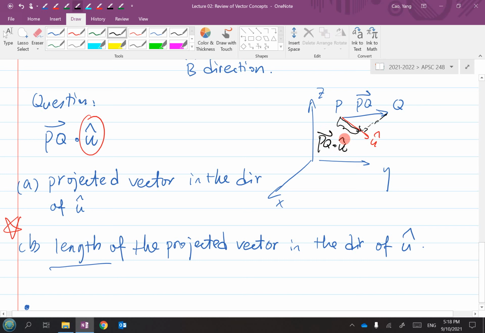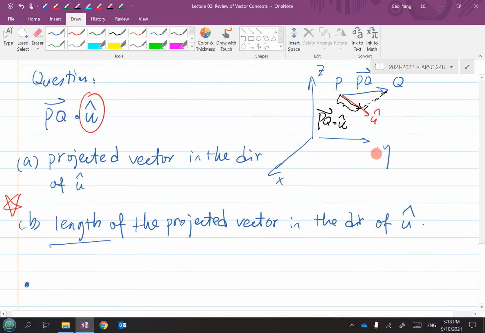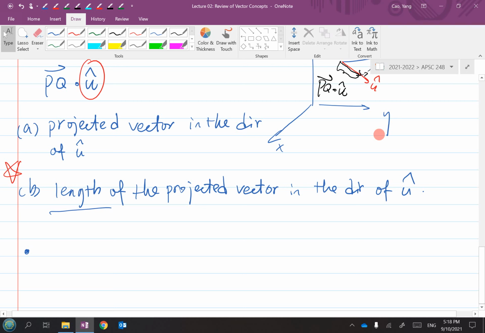Of course, length itself doesn't really associate with the direction, but in this case, we know it's associated with the vector, which is represented by a certain direction. Yeah. Very good. Okay, all good. So that's the dot product.